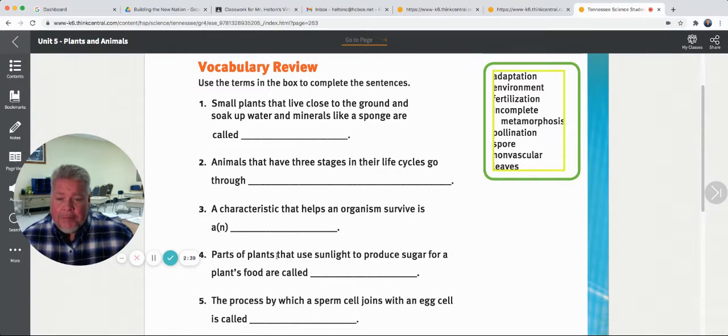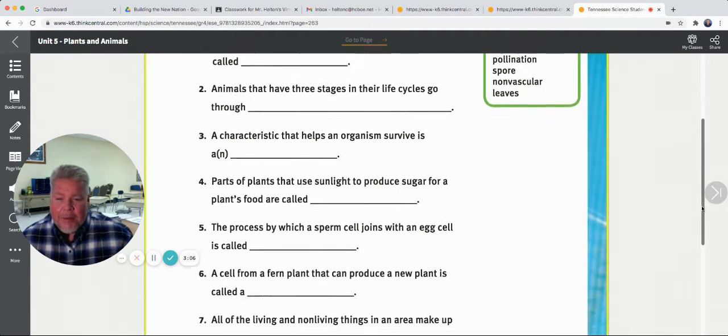4, parts of plants that use the sunlight to produce sugar for a plant's food are called what? So we talked about plant parts. Which part of the plant collects the sunlight? Do you remember? It's the leaves. The leaves collect the sunlight, and they take it in and they use it to produce sugar for the plant during what's that process called? It's called photosynthesis. Leaves take in the sunlight for the plant.